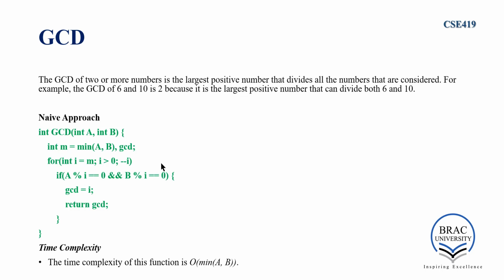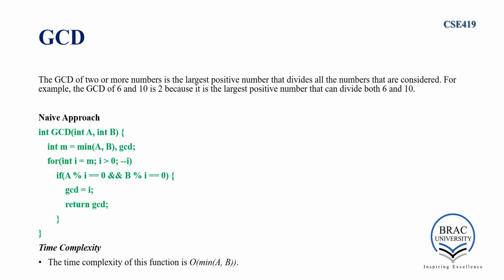So the maximum number will not have this divisor, right? In case of 5 and 10, which is the common divisor? 5, right? Greatest common divisor will be 5, right? In case of 2 and 6, the greatest common divisor will be 2, right? So most of the time, the greatest common divisor will be the minimum number of these two, or the number which will be less than both of the numbers. So I will start from the minimum of A and B.